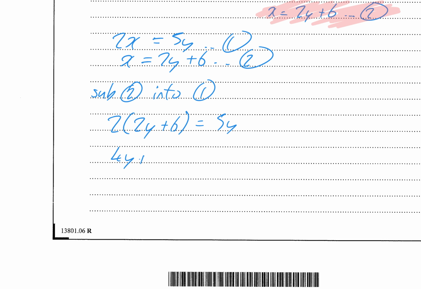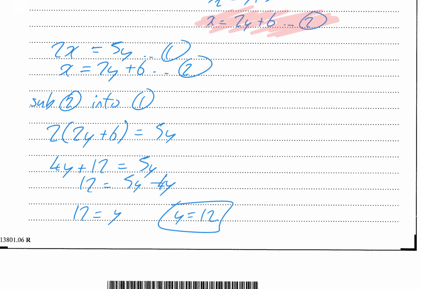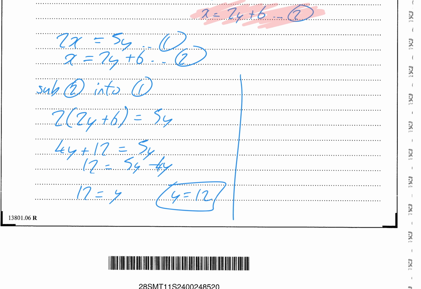You're going to get 4y plus 12 is equal to 5y. Means 12 is equal to 5y minus 4y, which means 12 is equal to y. Is that what I got? I think it was. Yep, it was. That's what I've got. I'll just finish this here then. And then that means, therefore, fire that into equation 1, I suppose.